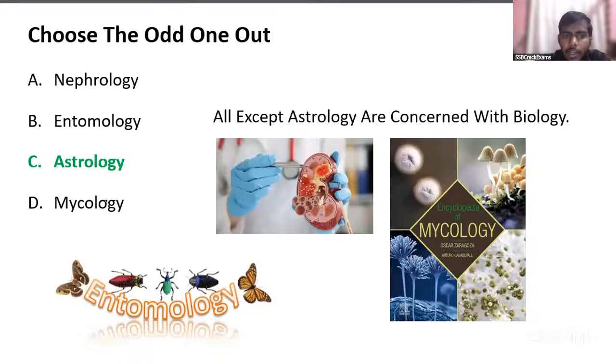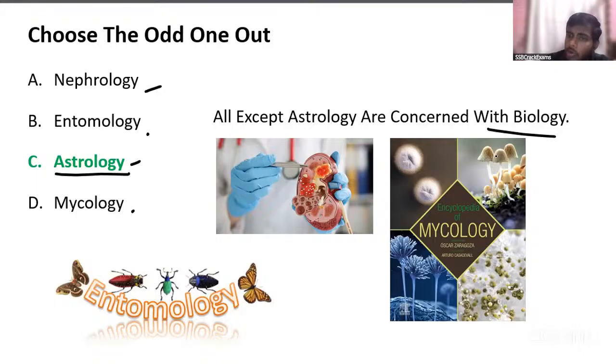If anybody knows about astrology, I think everyone knows about astrology. If they don't know about entomology or mycology, I understand these both. But everyone knows about astrology and nephrology. So astrology is something different. We see ads somewhere also. Astrologers are coming. They will tell you about your future or something related to it. That's totally concerned with another thing, whereas nephrology, everyone knows, is connected to biology.